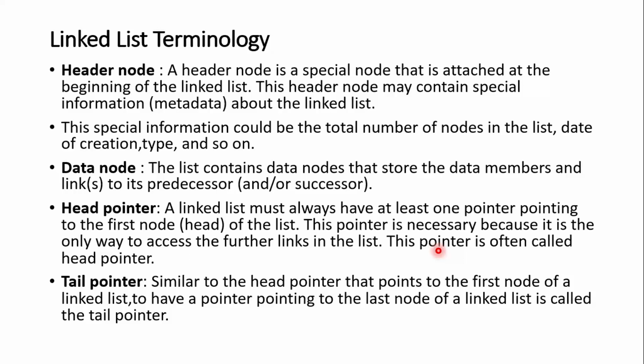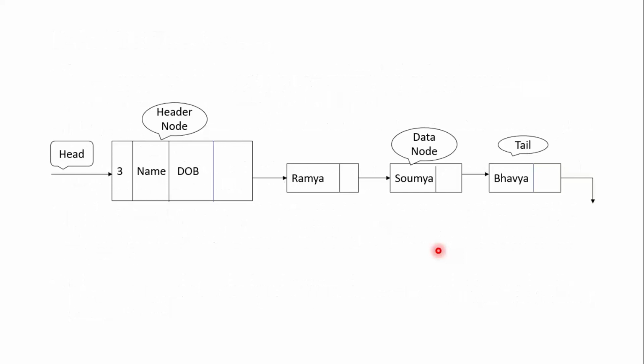Next, the head pointer. This is the starting point of your linked list. I said it is like a landmark to reach that place. So it will show where the actual linked list starts, or where the first node of the list is stored. This is shown by the head pointer. In a similar manner, the tail pointer indicates that it is the last node, or the end of your linked list, and this is what your linked list looks like.